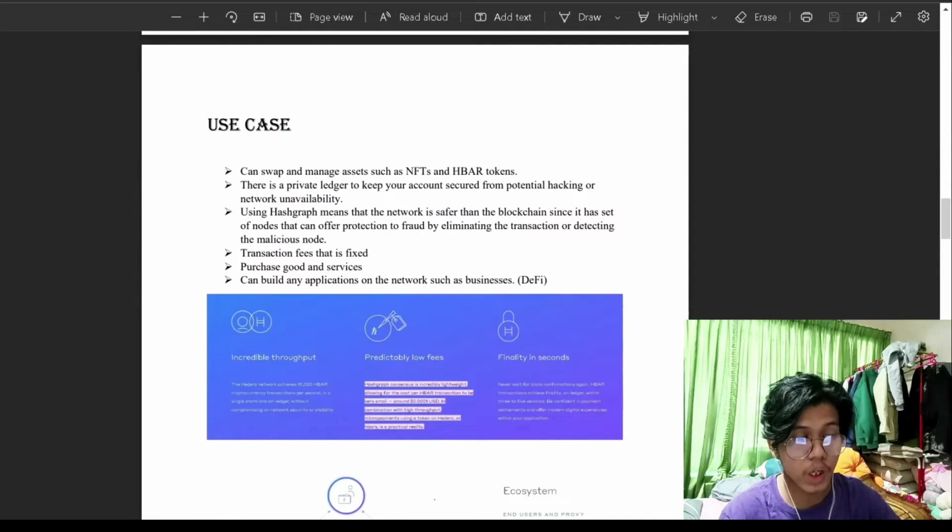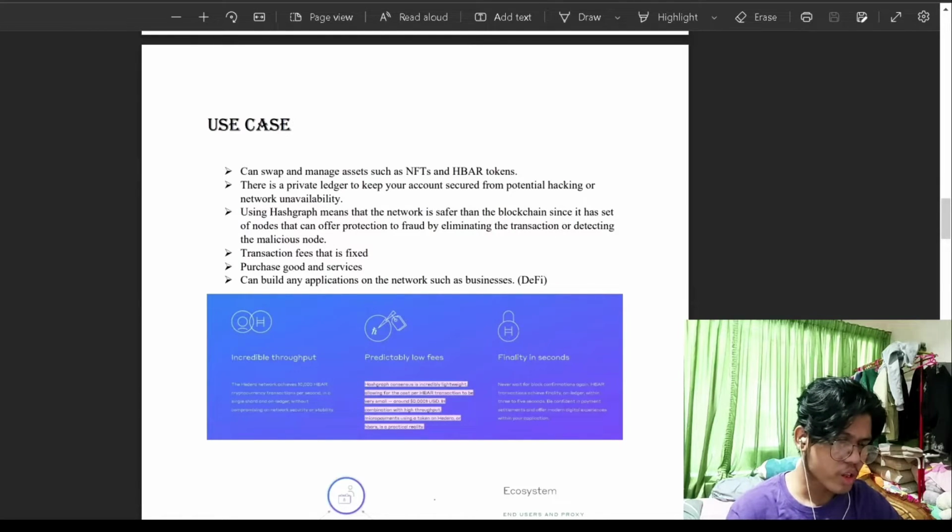After the strength and weakness, I will put use case. Unlike the introduction, the use case is more about how the technology can be implemented, how the technology can benefit us in the real world.